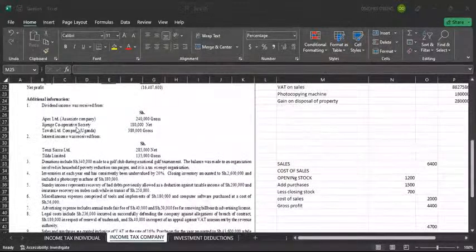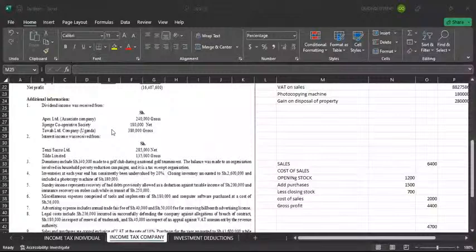So we now get to this place under additional information number 1, to what we call dividends income received from Apex Limited, an associate company. Apex Limited, that's an associate company. They received dividends of 240,000 gross.